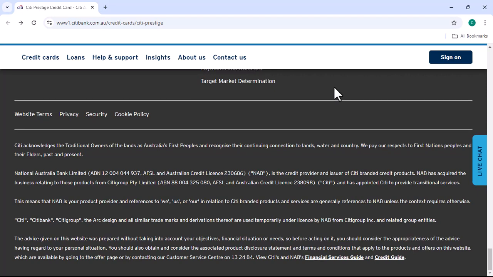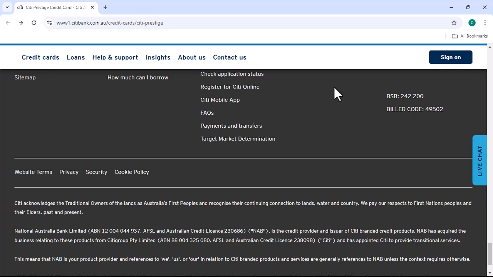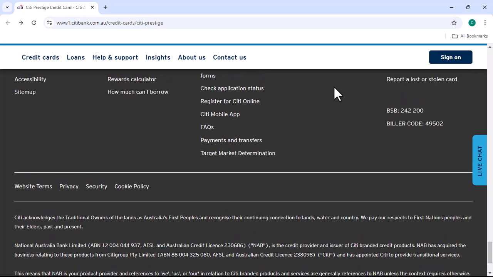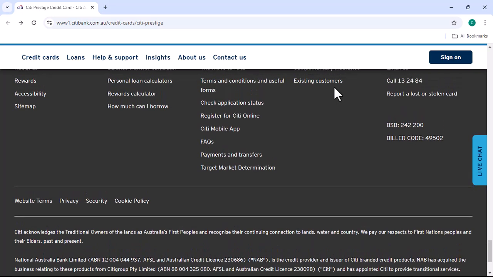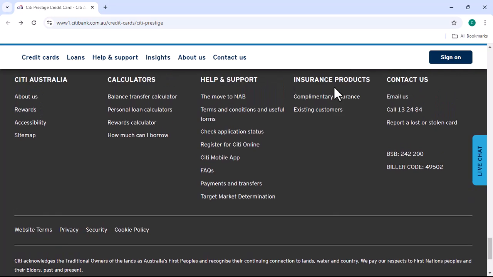Prestige credit cards offer a level of luxury and convenience that is unmatched by standard cards. However, they come with a hefty price tag. If you're a high net worth individual who values exclusivity and can afford the annual fee, a prestige credit card may be a worthwhile investment.